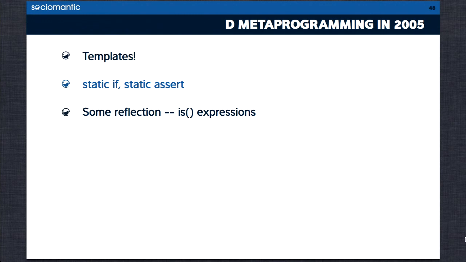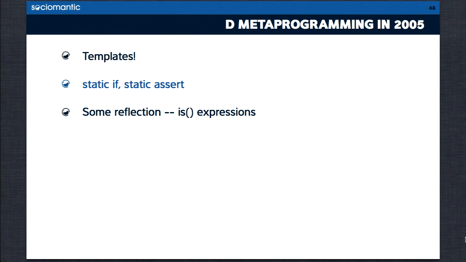D also got some limited reflection capabilities in the form of is expressions. At the time, they were the messiest thing in the language. Personally, I can never remember the syntax for some of the more obscure forms. They work, but they're ugly. But that's where we were at.